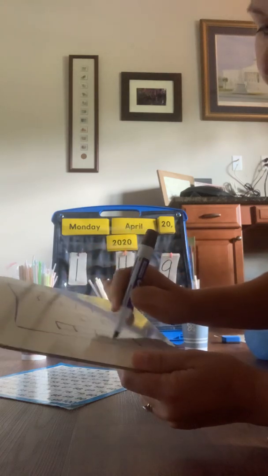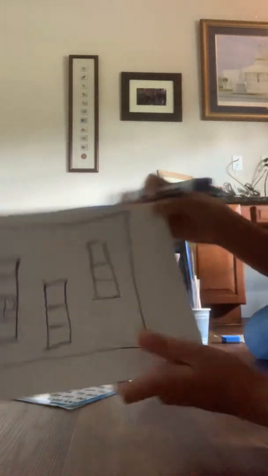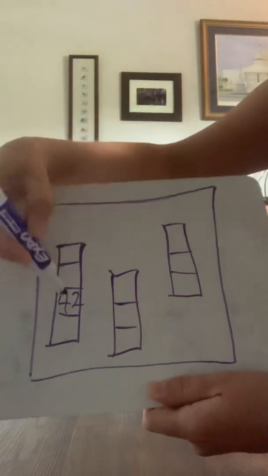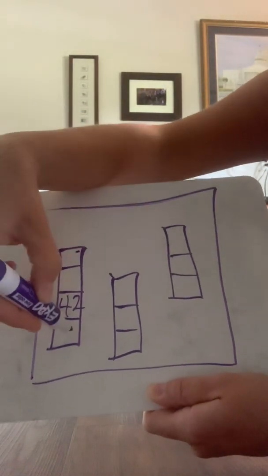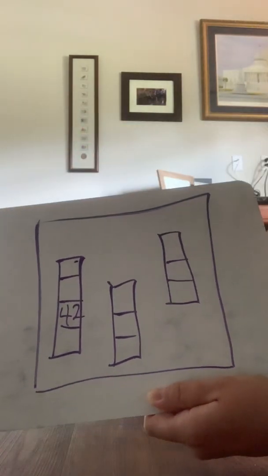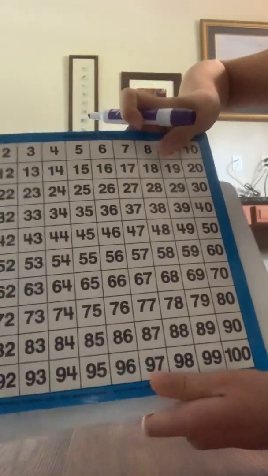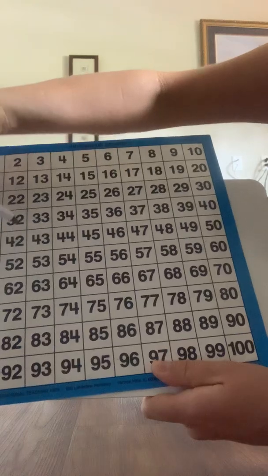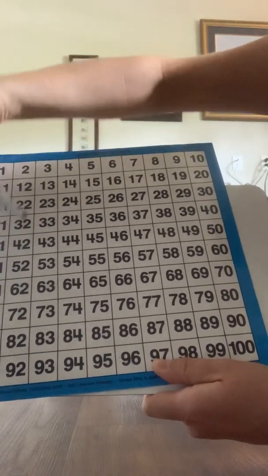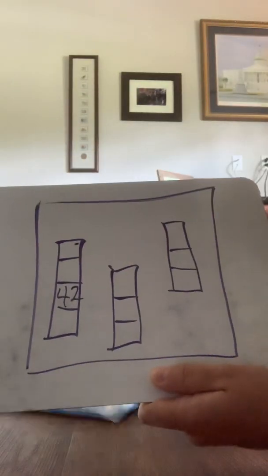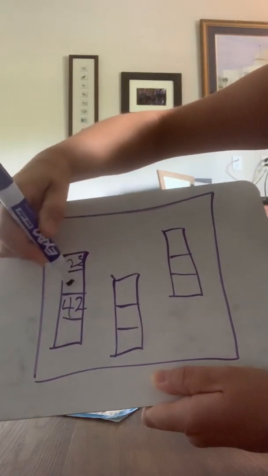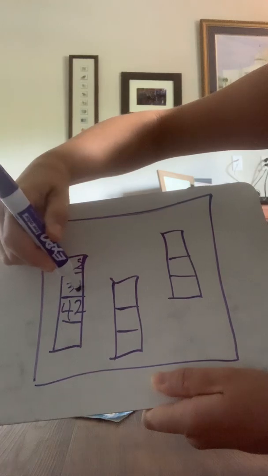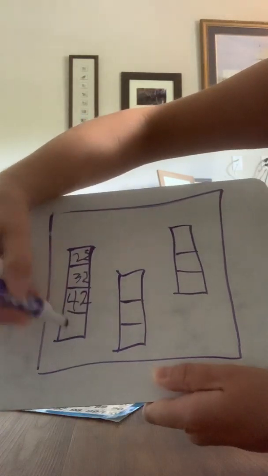Like if this said 42. If this had 42, it doesn't mean that you're going to write 40, 41, 42, 43. It means, think about in your number chart here, if you had 42, you're writing by tens to finish up. So I would say 22, 32, 42, 52. I'm still trying to write upside down.